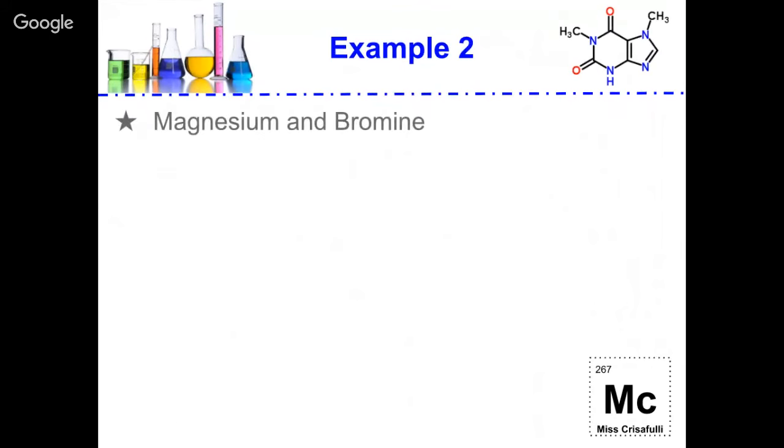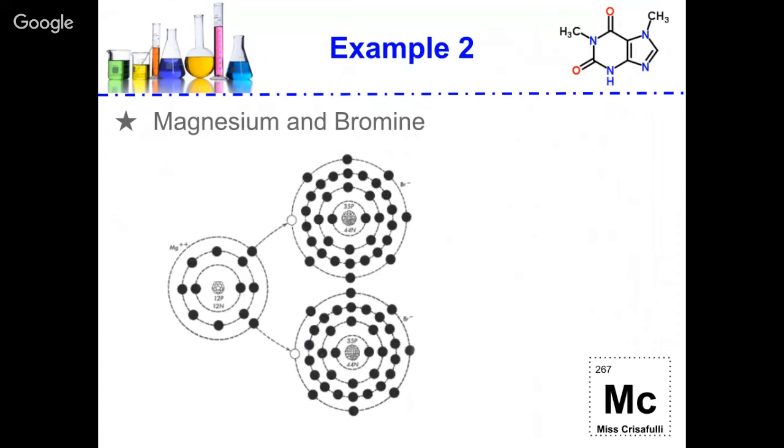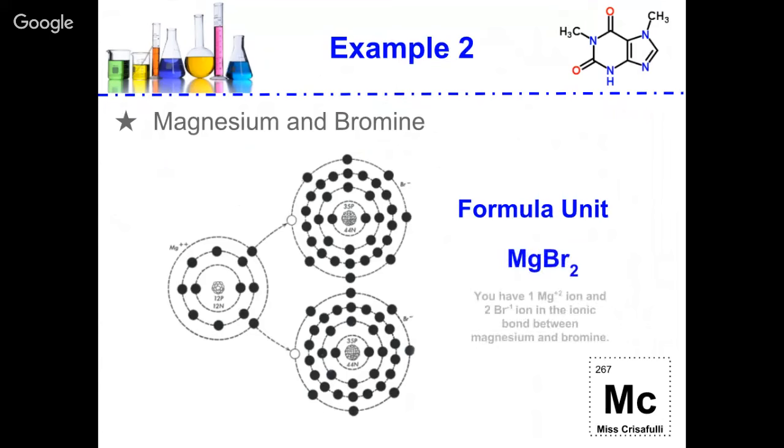Let's look at example 2. Let's look at the example of magnesium and bromine. So one magnesium is going to give up one of its electrons to one of the bromines, but it still can give up another electron because magnesium is in group 2, so it will have 2 electrons to give. So that means that since each bromine can only take 1, you're going to need 2 of them. So the formula unit for magnesium bromide would be MgBr2 because you have 1 Mg2+ ion and 2 Br- ions in the ionic bond between magnesium and bromine.